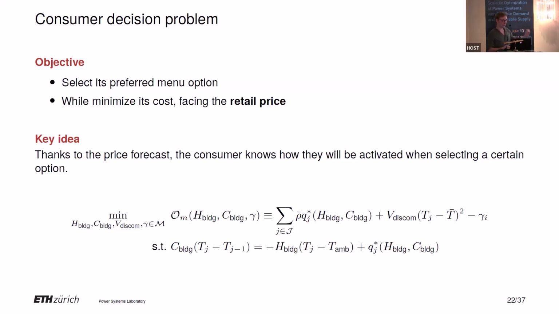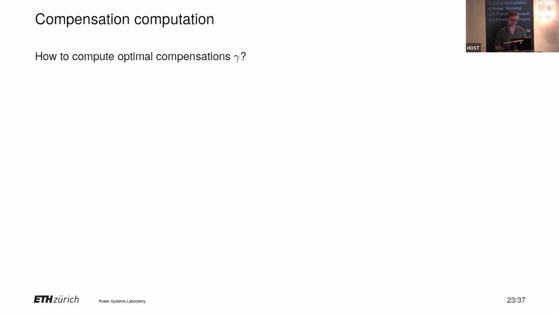They are not directly exposed to the wholesale price. That's why it's useful to have the TSO in between, basically. Last question to answer in this menu is how to compute the optimal compensation.